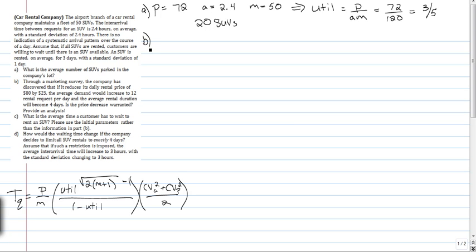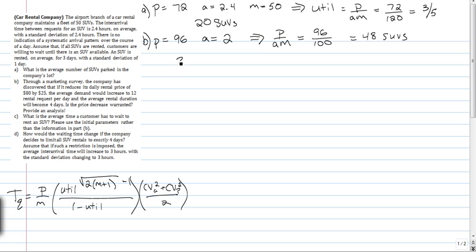For part B, we'll calculate the utilization based on the new metrics and then convert this to an average revenue per day. Our new activity time is equal to 4 days, or 96 hours, and our new inter-arrival time is equal to 2, which is equal to the 24 hours in the day divided by the 12 rental requests per day, or 1 every 2 hours. M remains the same at 50. So solving for our new utilization, we get 96 over 2 times 50, or 100. Now, we know that based on that utilization, there are 48 SUVs that are being rented at any given time.